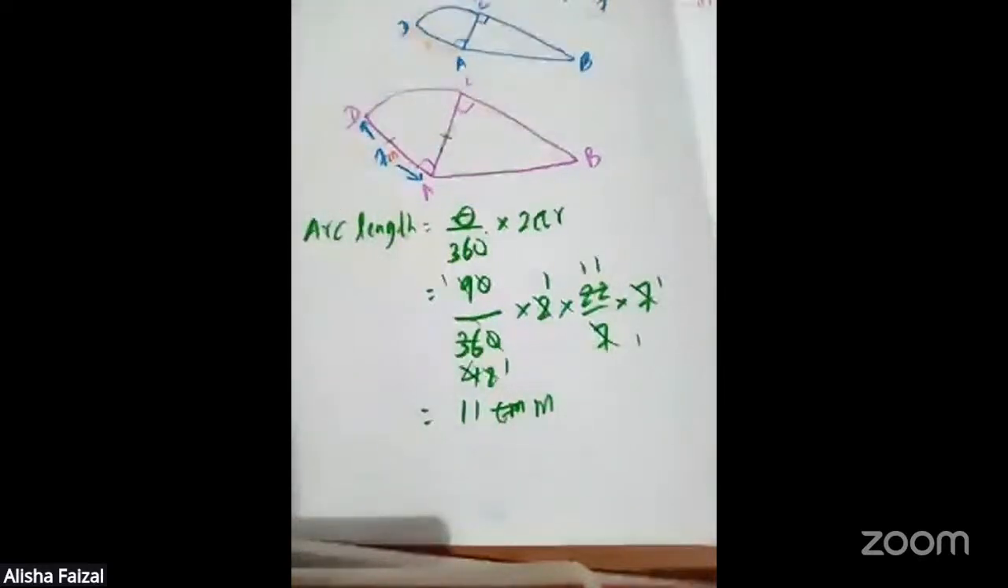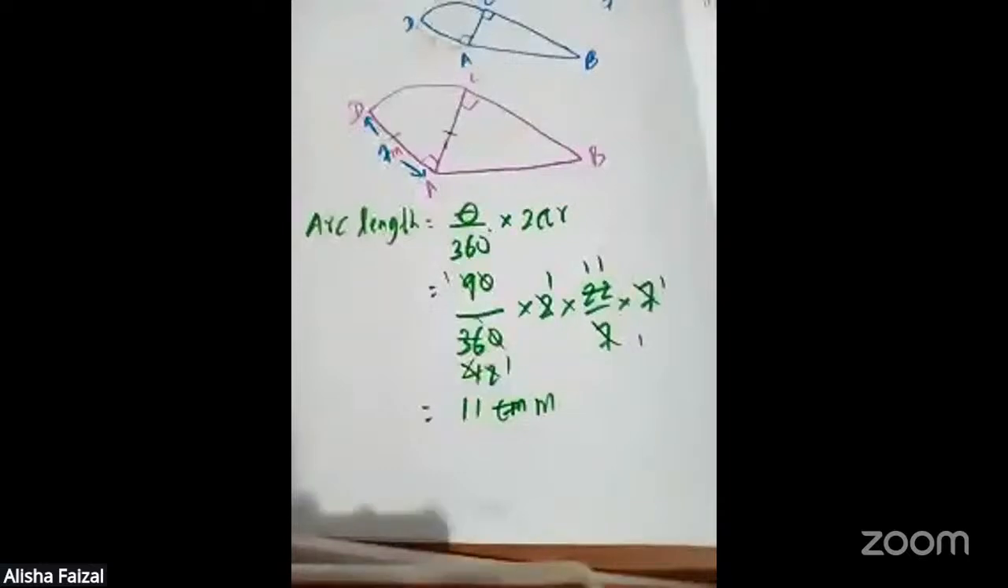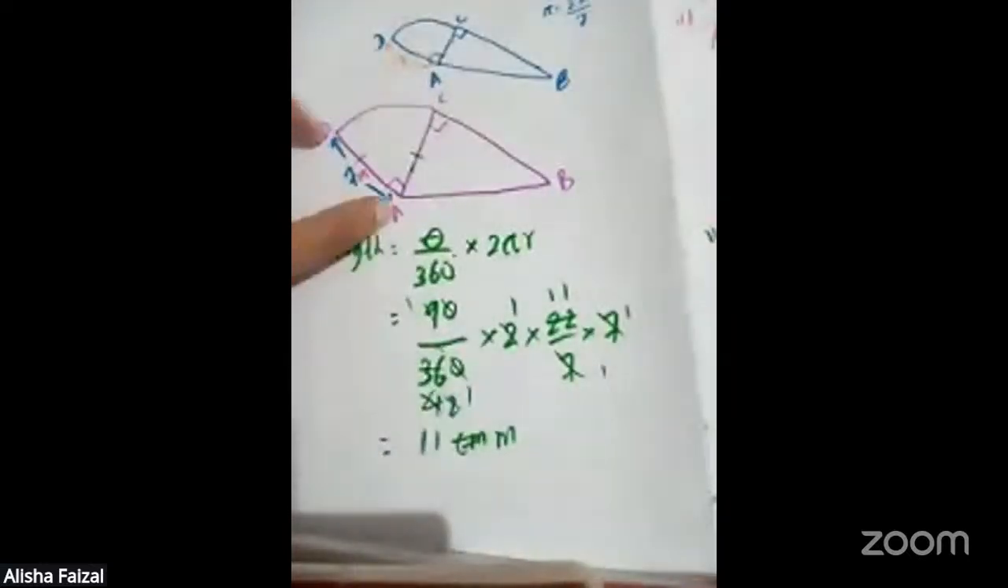Do you understand why AD is equal to AC? Is anyone confused why AD is equal to AC? Perpendicular. Radius of a circle. Yes, exactly. Radius of a circle. So AD is equal to AC.